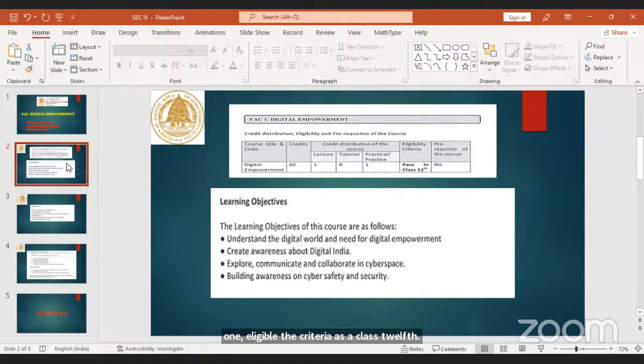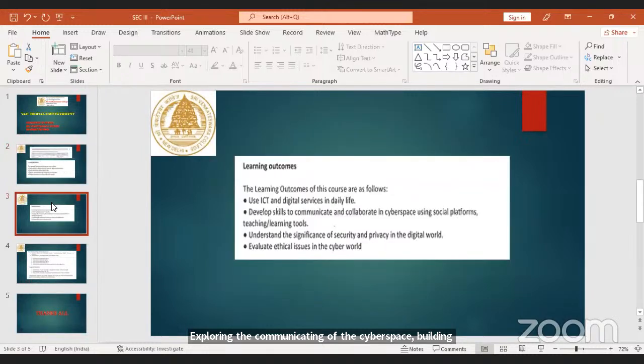Mainly the learning objective of the course is understanding the digital world for digital empowerment. Digital empowerment was started by Sri Narendra Modi ji in the year 2015. This course will give clarity on digital security, digital education, and awareness of Digital India, exploring communication in cyberspace, and building awareness of cyber security. The learning outcomes of the course: interactive ICT and digital services in daily life, understanding the significance and security of the digital world.